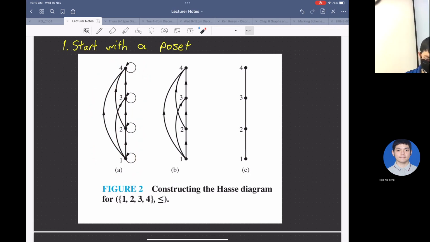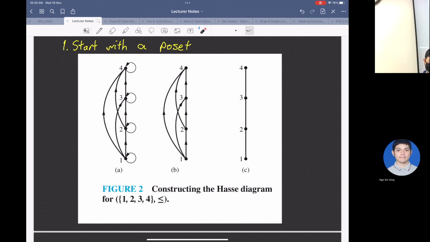But it turns out that some of these arrows are redundant. Because in a poset, we automatically know it is reflexive, so we can throw away all the loops. Second, we know that a poset is transitive, so this arrow we also can throw away, because if you want to get from 1 to 3, you just go from 1 to 2, 2 to 3. So we can throw this arrow, this arrow, this arrow. So we're left with this picture here.